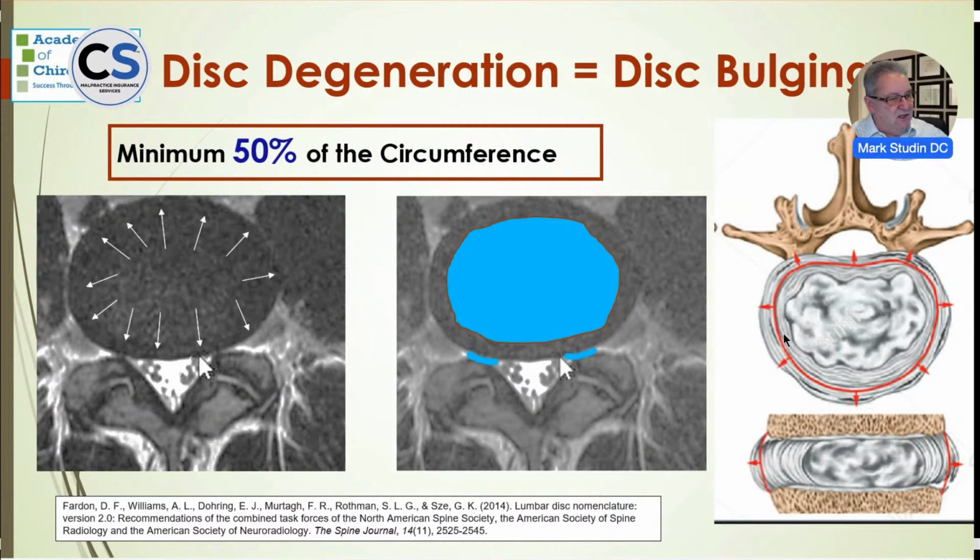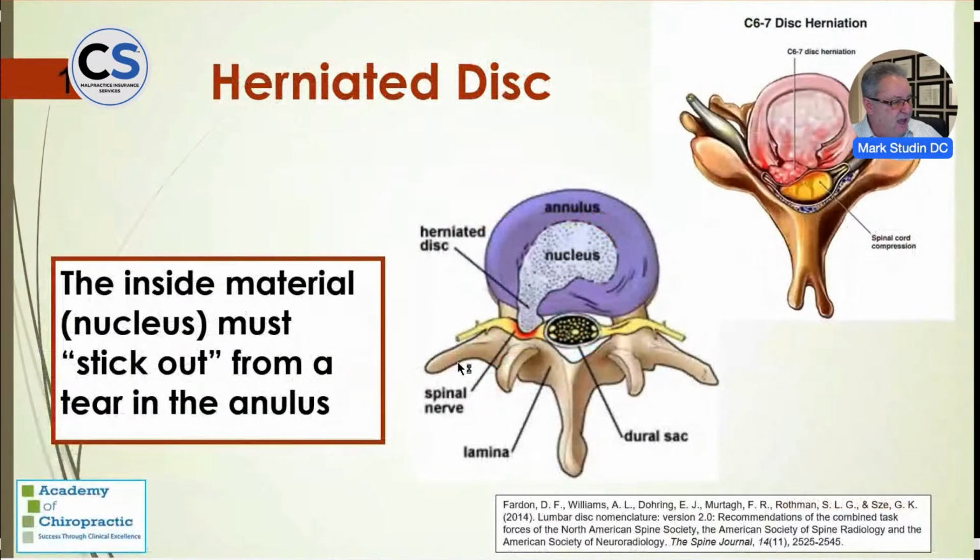But what occurs is the disc is wearing thin, like sandpaper on wood, and the disc walls collapse. So nothing is sticking out here. You have nothing sticking out. It's pretty much uniform all the way around, and it's a minimum of 50%.